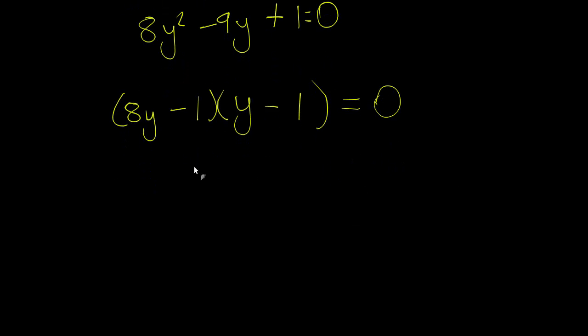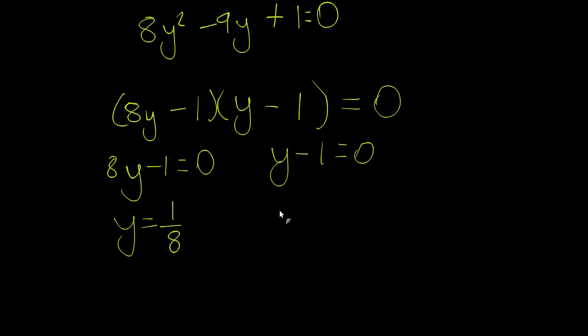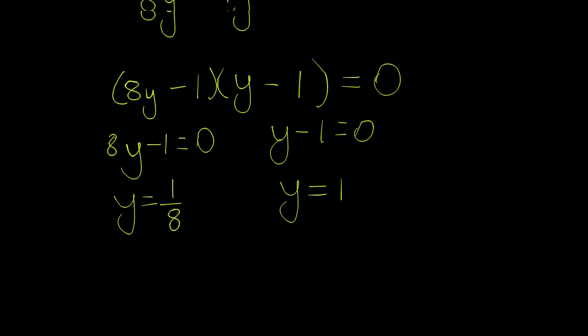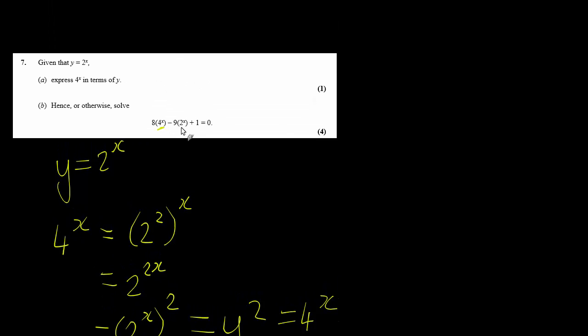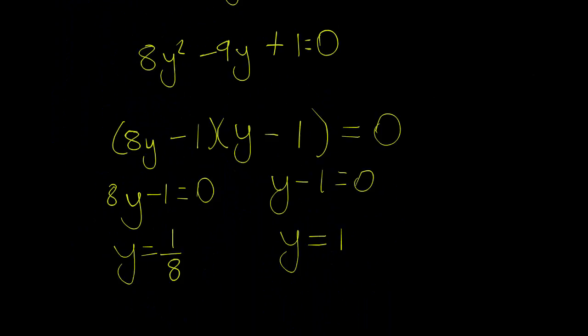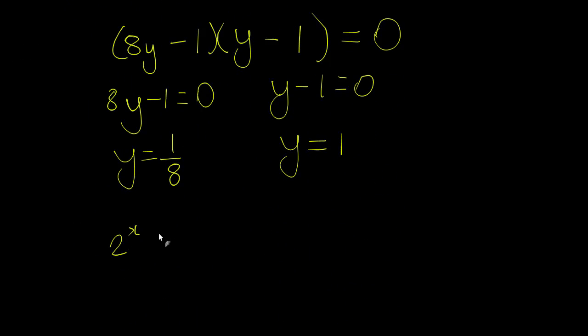So that gives us our solutions. Either 8y minus 1 equals 0, so y equals an eighth, or y minus 1 equals 0, so y equals 1. And a lot of students tend to stop here and think, well, I've got a value for y, it must be finished. We need to solve this though, which has x in it, and not y, so we need to change this back. And if you remember, y is 2 to the power of x, so that means 2 to the power of x equals an eighth, or 2 to the power of x equals 1.